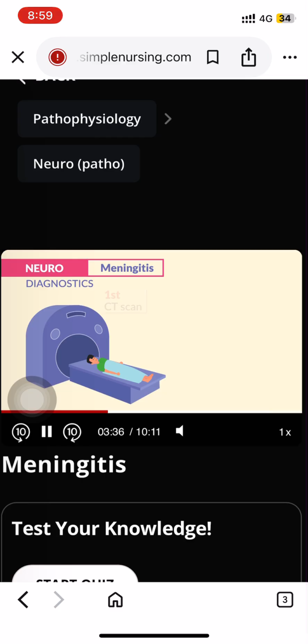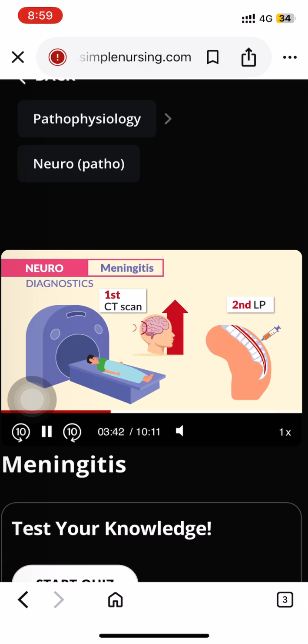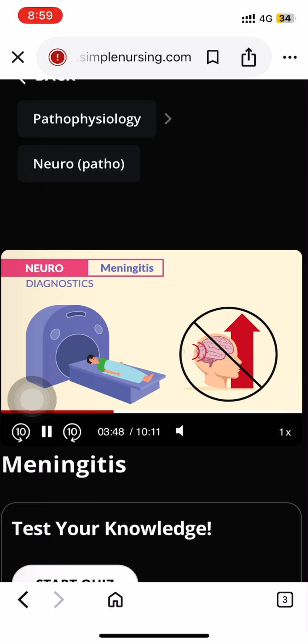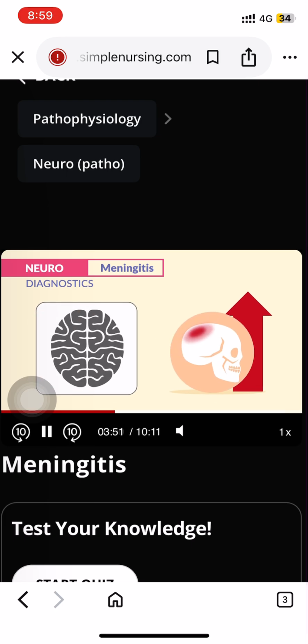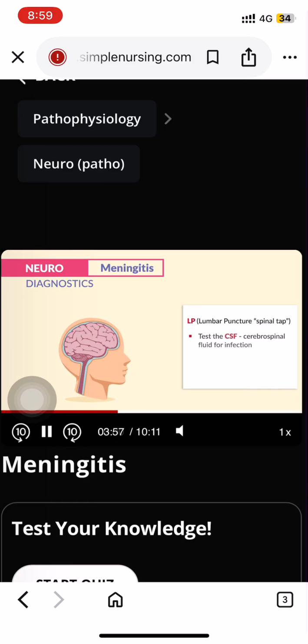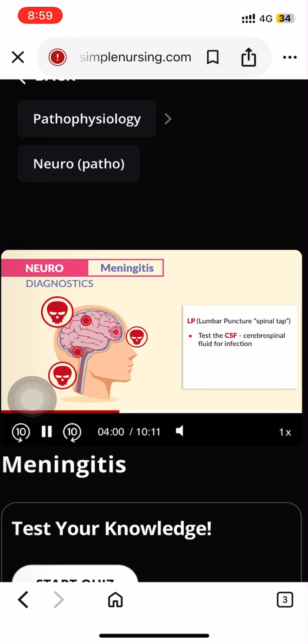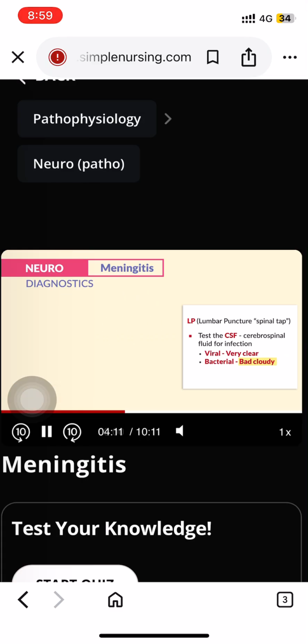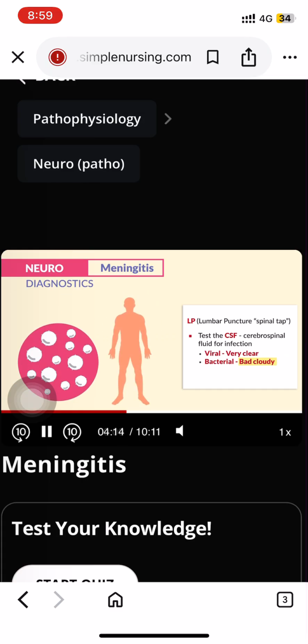Now, as far as imaging, we do a CT scan that is done before a lumbar puncture, since a lumbar puncture can worsen that ICP. So we do a CAT scan to kind of rule out that increased ICP by simply taking a picture of the brain. Now, as far as LP, or lumbar puncture, also known as a spinal tap, this test is done to test the CSF, that cerebral spinal fluid, for infection. So the rule of thumb is viral is very clear CSF fluid, and bacterial is very bad, cloudy fluid. Now, both will have elevated WBCs, that white blood cell count, since there is an infection inside the body.